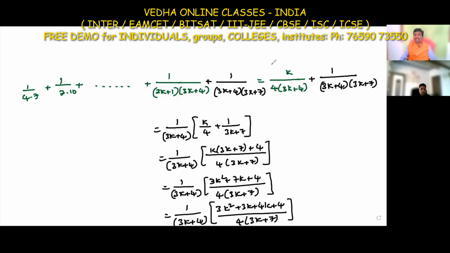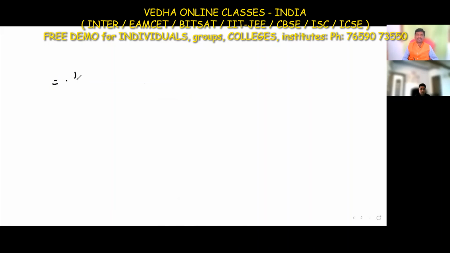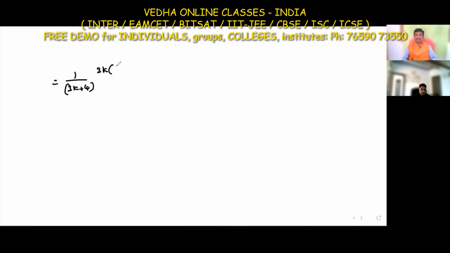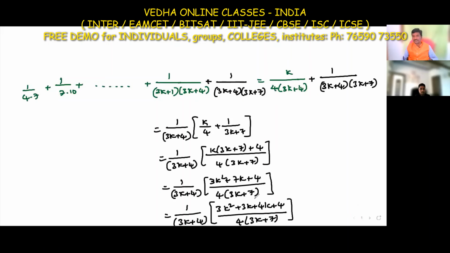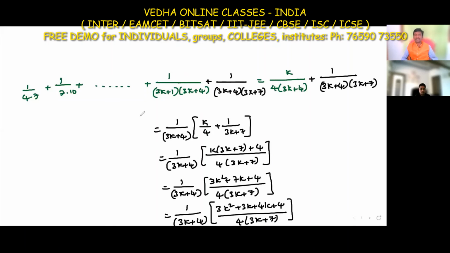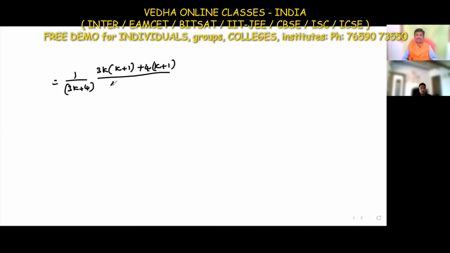Now take 3k common in the numerator. Then we'll get 1 divided by 3k plus 4 as it is. If you take 3k common in the numerator, then we get k plus 1. Next, plus 4 common, which means again k plus 1. If you take 4 common, k plus 1 whole divided by 4 into 3k plus 7.